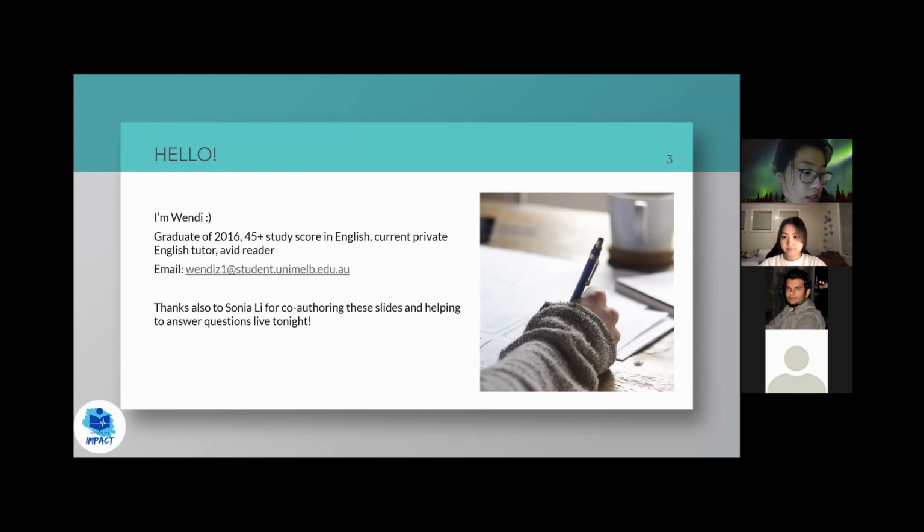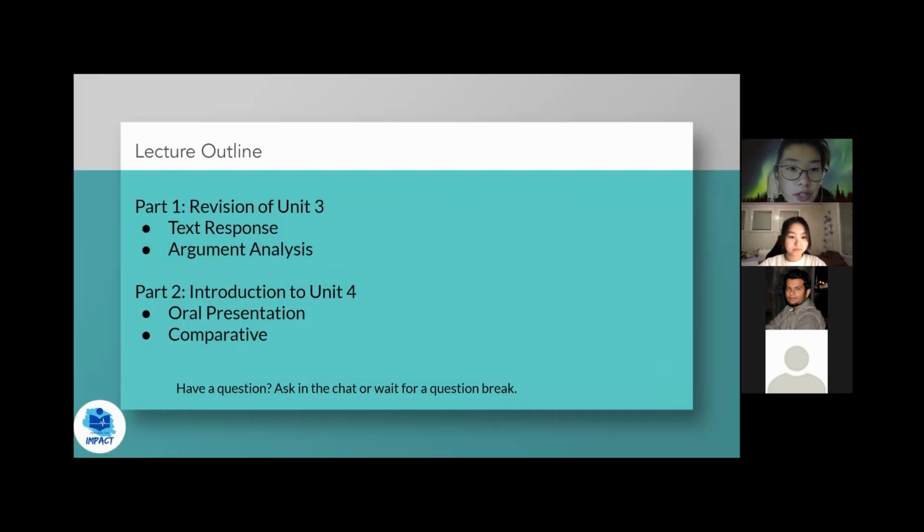Let's just dive straight into it without hesitation. The outline of today, we're just going to go through units 3 and 4. If at any point you have questions, you can just unmute and start talking. Or if you want to, you can type in the group chat and Sonia will be more than happy to attend to that as well.